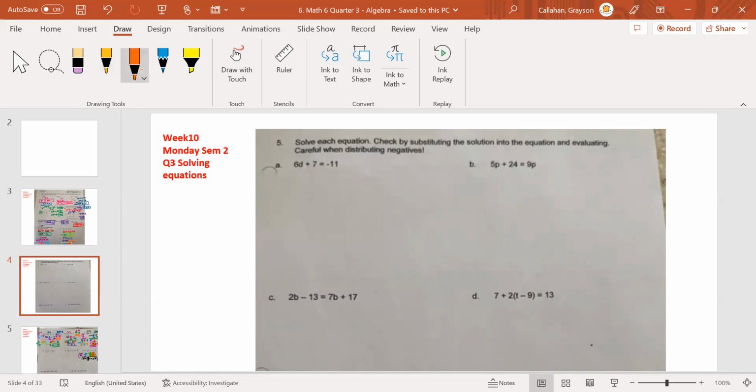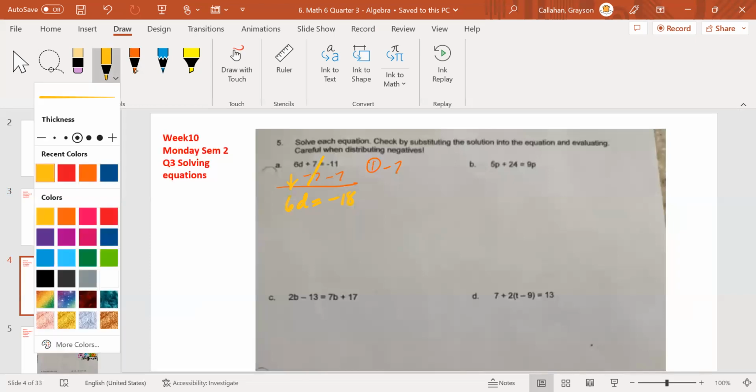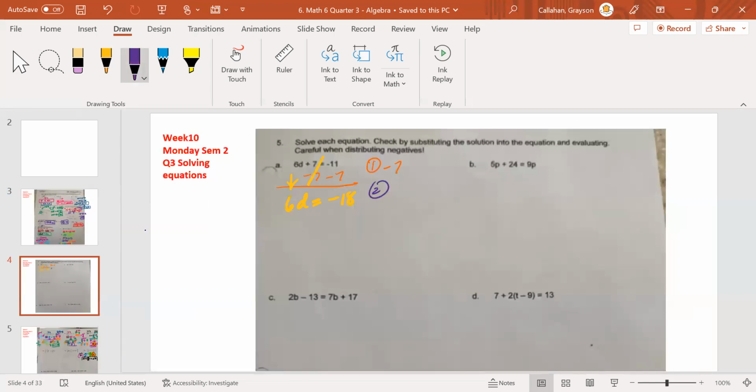Okay, so for number 5, you want to isolate the 6. So I'm going to write down the steps for you. Subtract 7 on both sides. Then what ends up happening, this part cancels. You bring down the 6D equals negative 18. Step number 2. Divide by 6 on both sides. That part cancels. D equals negative 3. That is your answer.